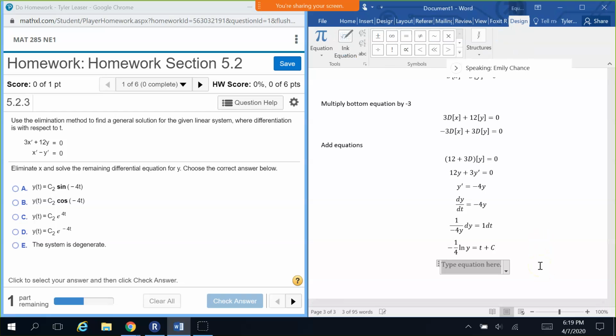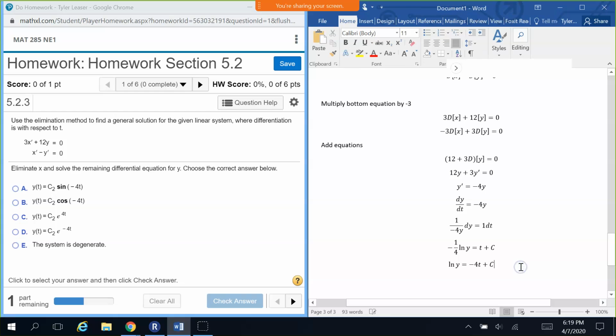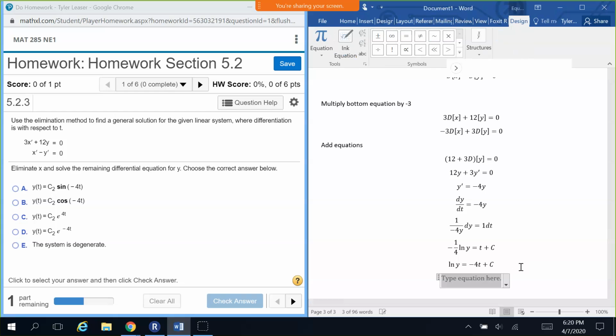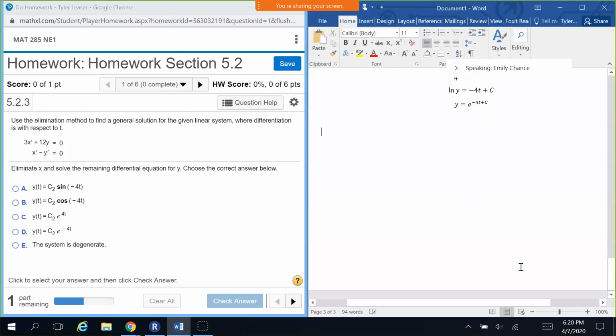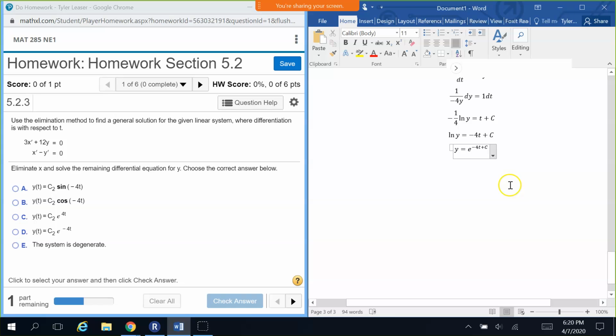Multiply the negative 4 over there. We can just absorb that negative 4 into the constant. Right. And then you want to raise both sides as an exponent of e. So we're just going to get y on the right, and then e to the negative 4t, and then plus c up top. Oops, sorry. But remember, when you do that, you can separate that out like this.